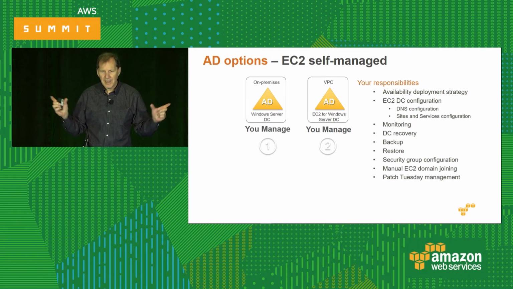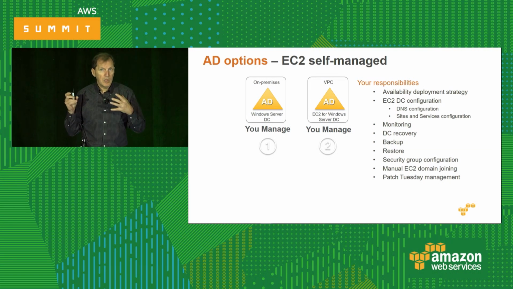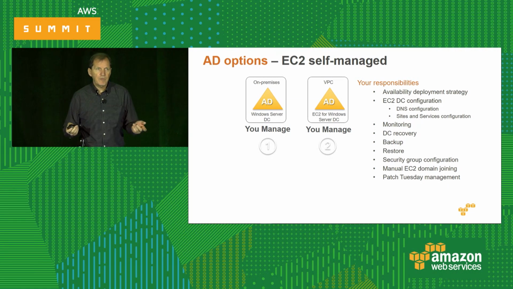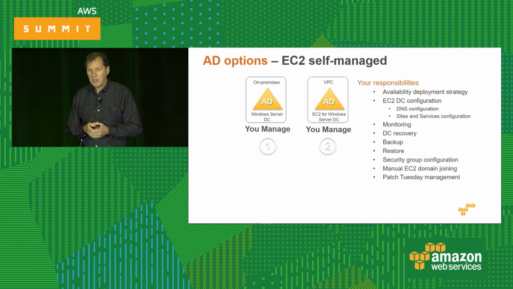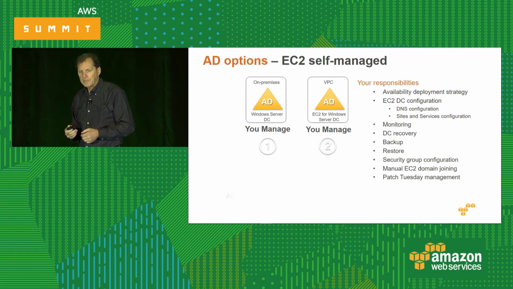These are not to be confused with the Active Directory security groups. A little bit of a name conflict there. But manual EC2 domain joining, you're going to have to do that as well, because there's not a way for EC2 to do what we call seamless domain join. I'll talk about that in a minute. And then you also have to figure out, well, what are you going to do about patch management when all the patches come out or the next big vulnerability happens? How are you going to update those systems? So there's a lot of work involved in putting AD on an EC2 instance.